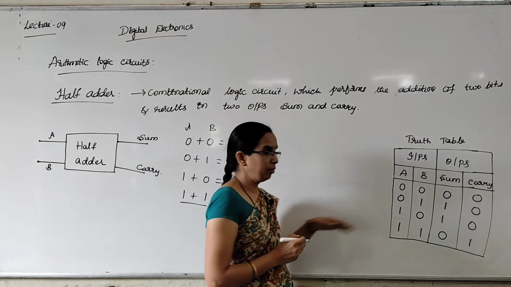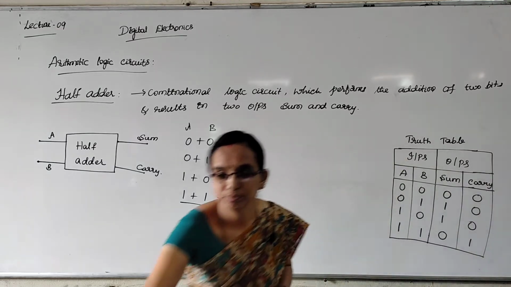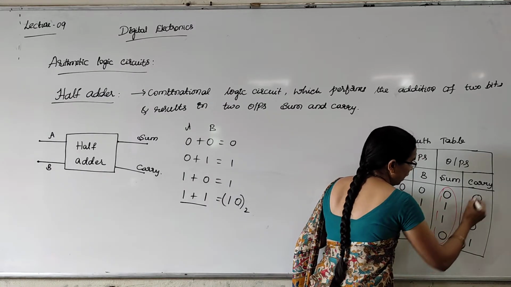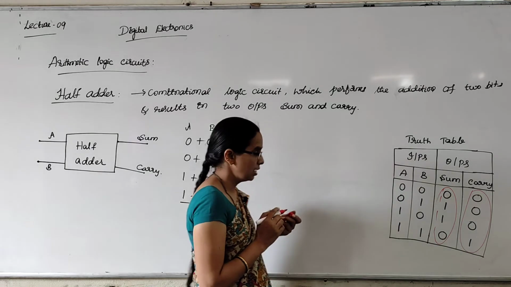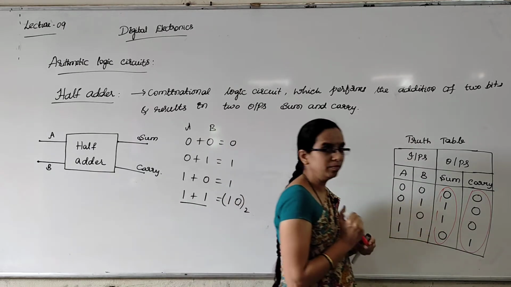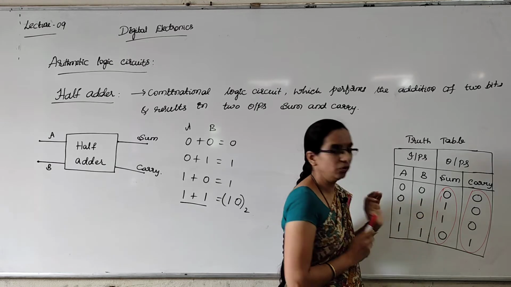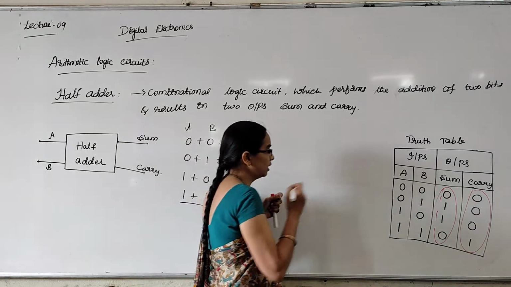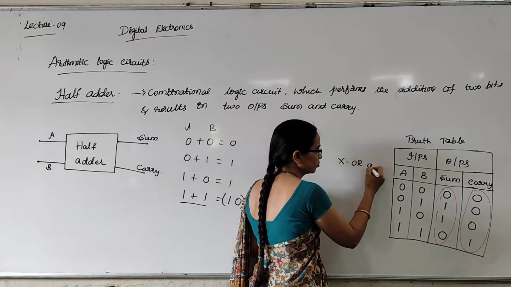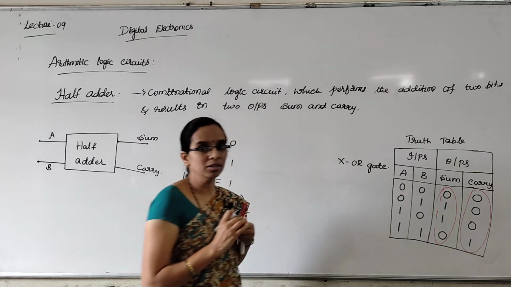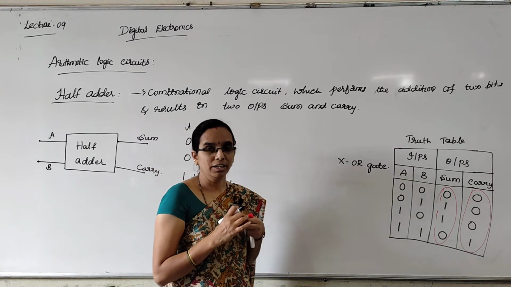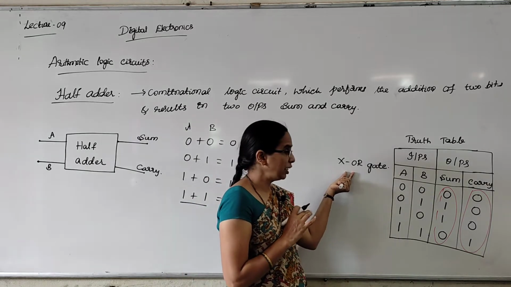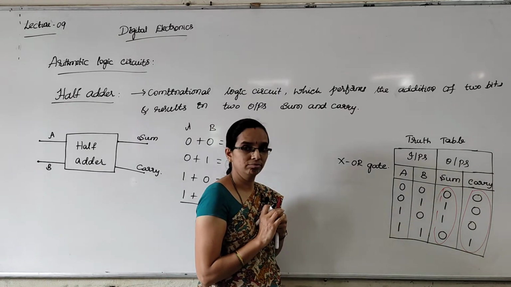By looking into the truth table, observe the outputs of sum and carry. Looking at the output of sum, 0 1 1 0 is the output of which gate? 0 1 1 0 is the output of the XOR gate. Just turn the pages of your notes, or if you have a textbook, look at the output of the XOR gate, that is 0 1 1 0.